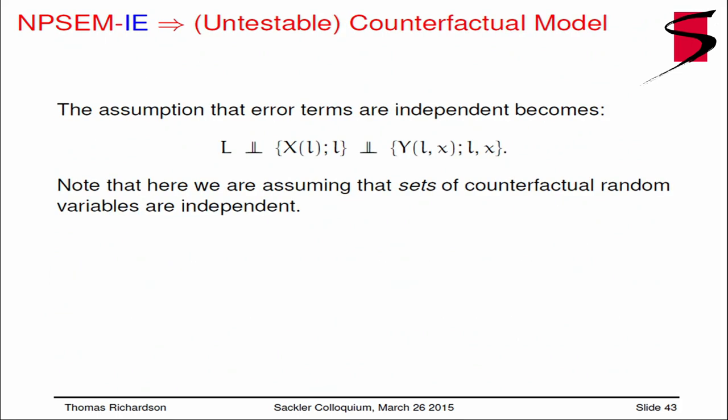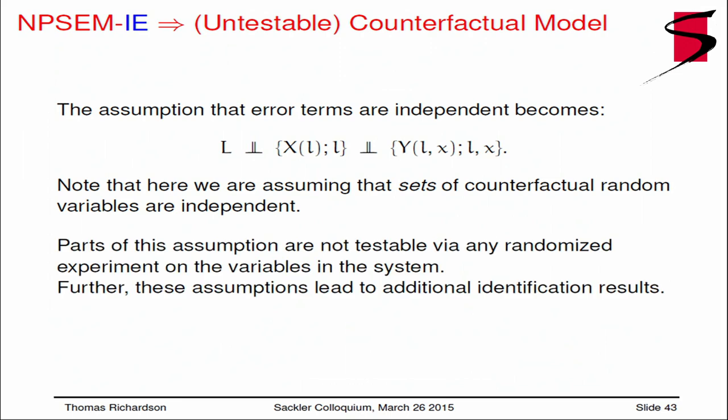Okay, a second issue that arises, a difference here, is that the non-parametric structural equation model with independent errors is making these assumptions. It's assuming that all of the x counterfactuals are independent of all of the y counterfactuals. And we're assuming these sets are independent. Parts of this assumption are not testable via any randomized experiment on the variables in the system. And further, these assumptions lead to additional identification results. I don't have time to go into all the details of this, but this is something that, to a statistician, seems concerning.